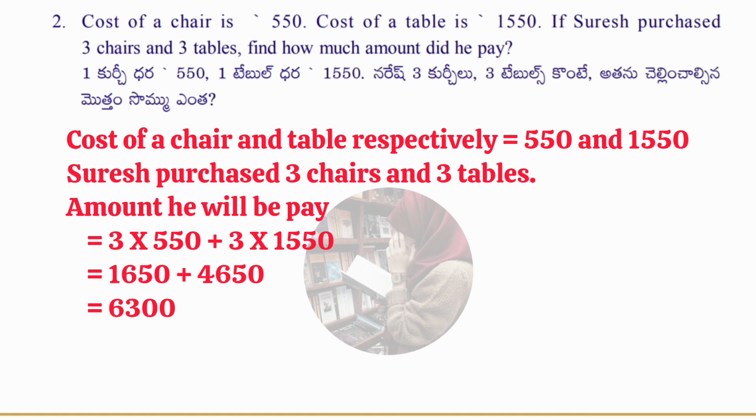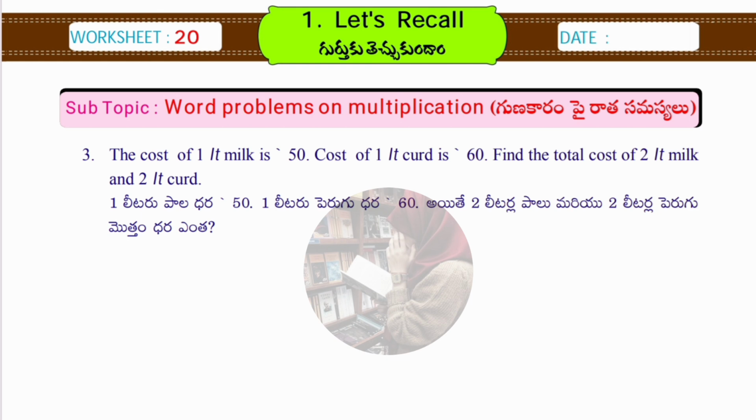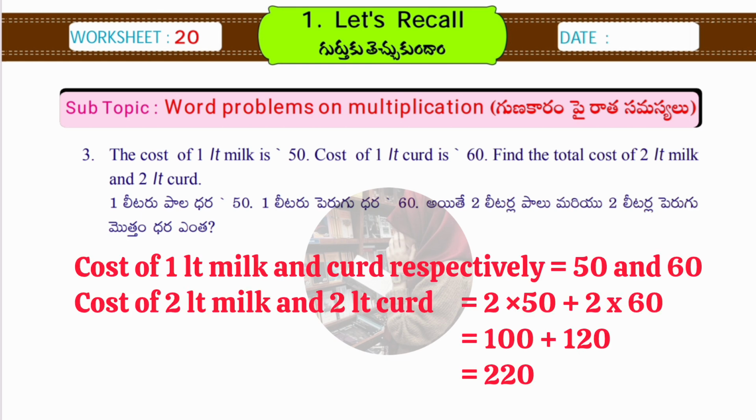Now we'll see the third sum, which is cost of 1 liter milk is 50. Cost of 1 liter curd is 60. Now find the total of 2 liter milk and 2 liter curd, means 2 multiplied by 50 plus 2 multiplied by 60. We'll get 100 plus 120, that is 220 rupees. Okay, 220 rupees have to be spent for 2 liter milk and 2 liter curd.